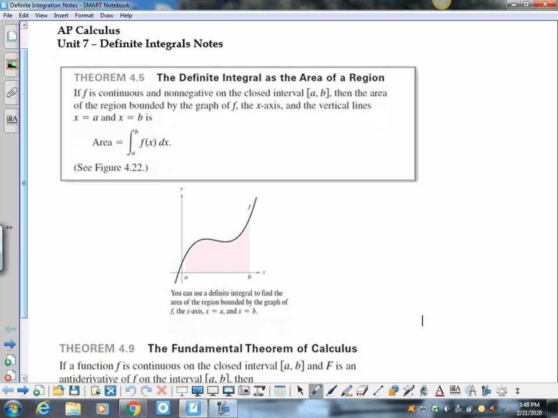If I look at this right here, it says that the area under the curve is the integral of the function from A to B. So that tells you almost like your bounds. It tells you from where to where.